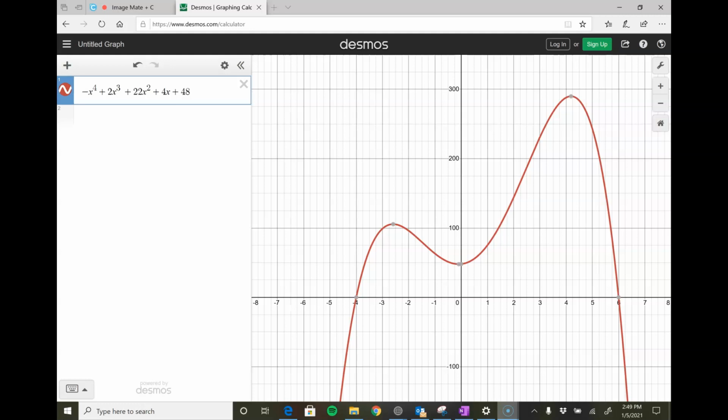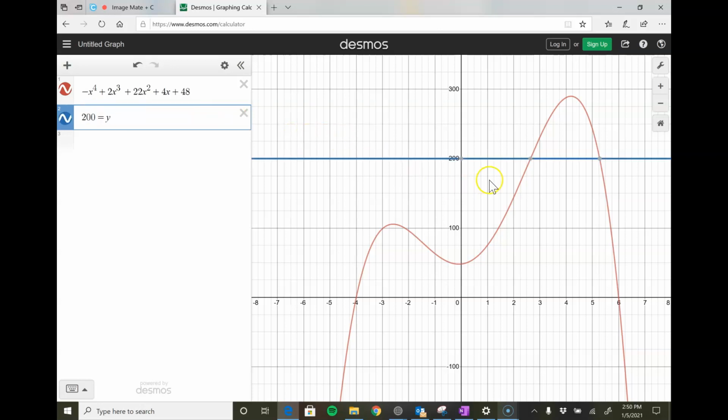So normally we would go to our y equals on our graphing calculator and put in 200. On Desmos, what you do is you just go up here, you put in the 200 like that, and then you have to type in equals y afterwards so you can see that. And again, I'm just looking for those points of intersection. So I want to find the x values when y is 200, and that's going to be this 2.639, which I'm going to be writing on my paper.